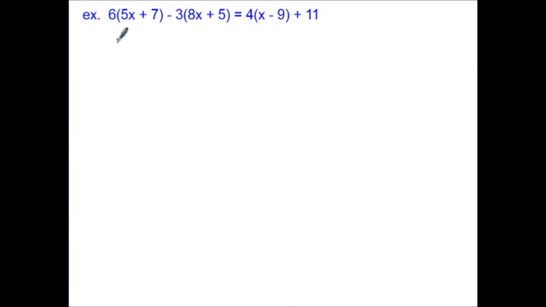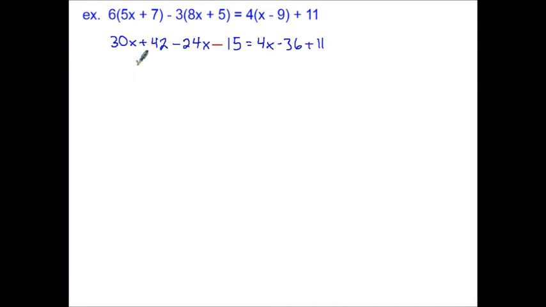So really, all we have to do is a little bit of distribution, 30x plus 42. The big thing here is to be careful when you distribute. Negative 24x. I know it's easy to say plus 15 here, but remember that minus sign carries through. So just for emphasis, I'm going to make that a minus sign in red. And then the 15. And then you can just keep going. 4x minus 36 plus 11.